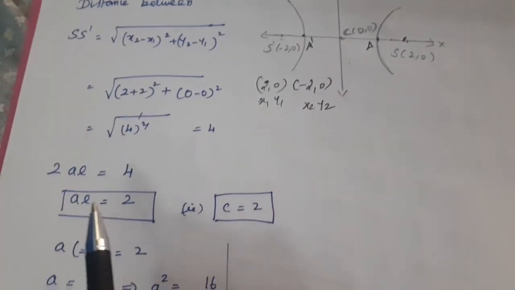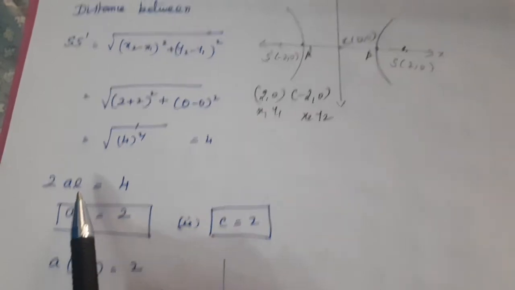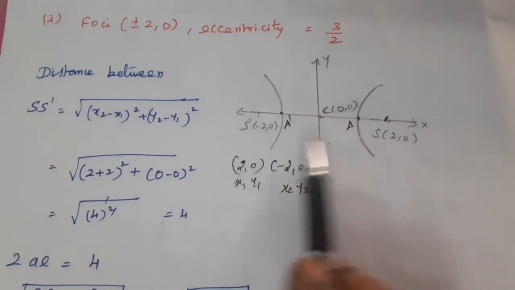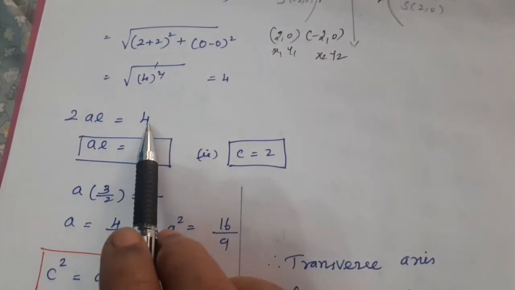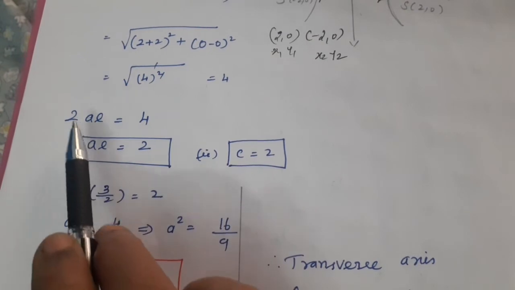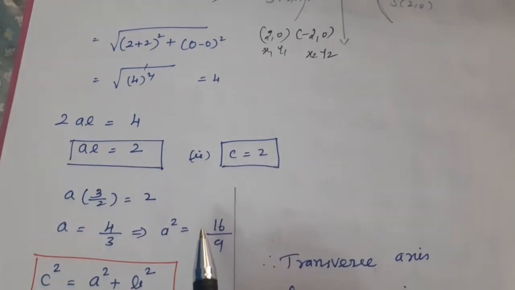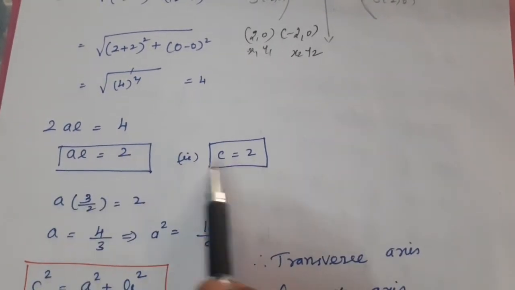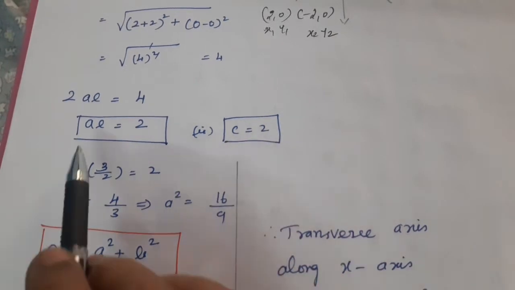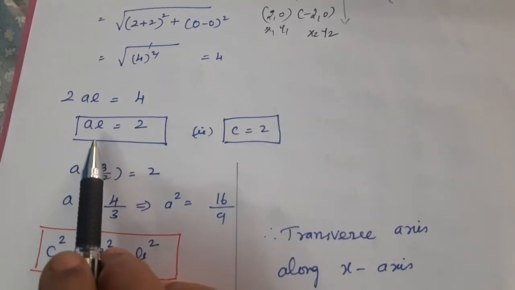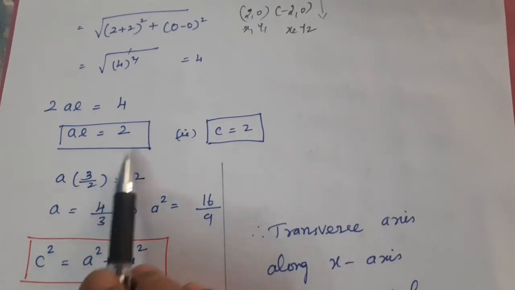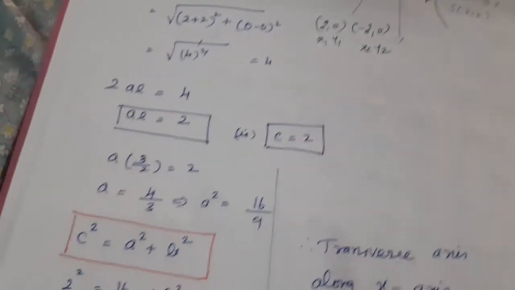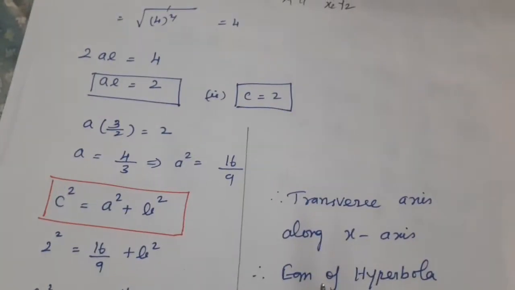The distance between S and S dash is taken as 2AE, because from the center to a focus is AE, and from the center to the other focus is AE, so we get 2AE. Therefore 2AE equals 4. Dividing by 2, we get AE equal to 2. AE is nothing but C, so C equals 2. Using AE, we easily find the A value. Now AE equals 2, and E, the eccentricity, is given as 3 by 2. So we substitute 3 by 2 for E.